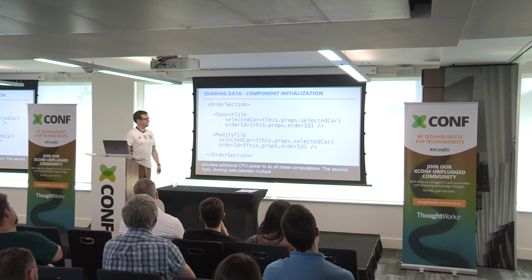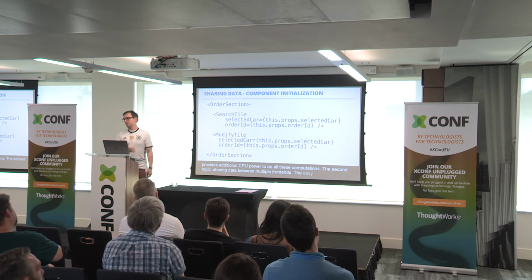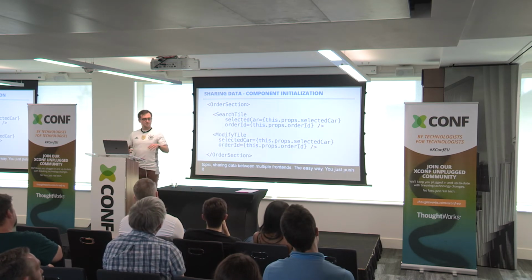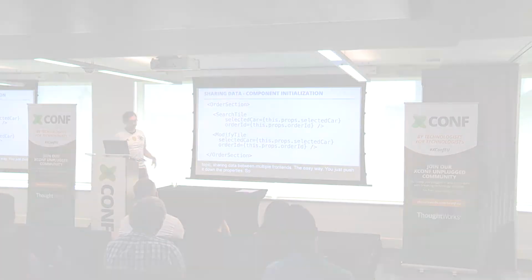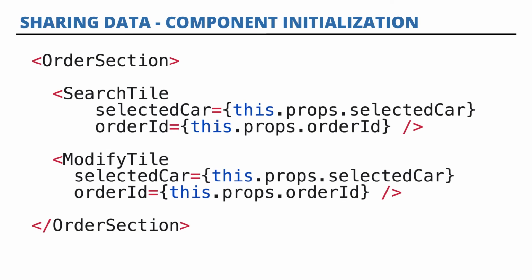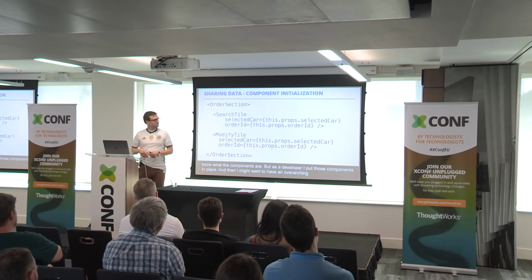The easy way, you just push it down the properties. So this is Frame. Frame only knows about the web components it has been exposed, and it composes those. It does not know what those components are, but as a developer, I put those components in place. And then I might want to have an overarching ID, like an order ID. But I want also maybe to share selected car, and here it already gets tricky.